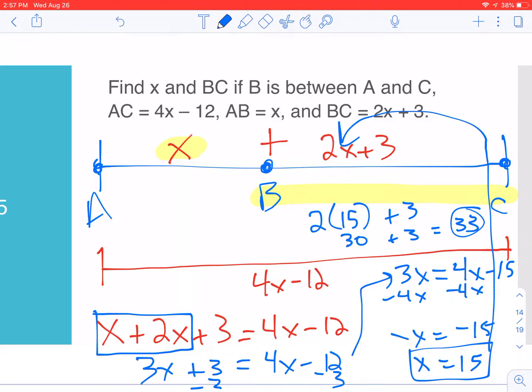Make sure you know how to do these two problems. They will be on the quiz and the test. Okay, make sure we practice them. We'll have a couple on homework.